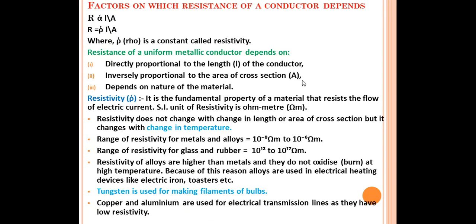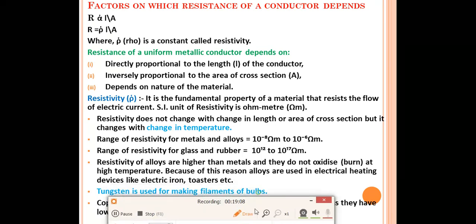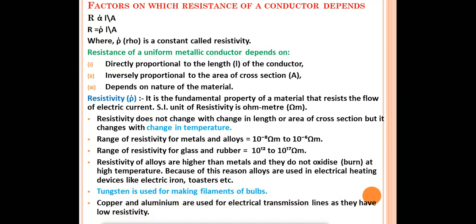Next, now the factors on which resistance of a conductor depends. Just now we have read about resistance, that it is a property of a conductor to resist the change of current flowing through it. Now, what are the factors on which resistance of a conductor will depend? This is also a very important question, and it is often asked. Write the factors on which resistance of a conductor depends.